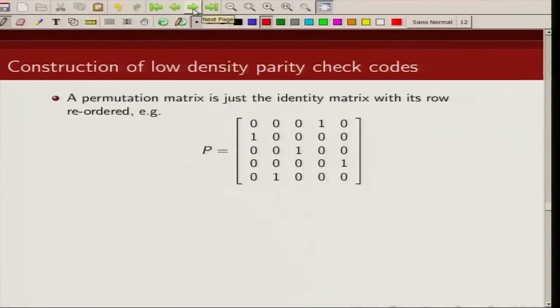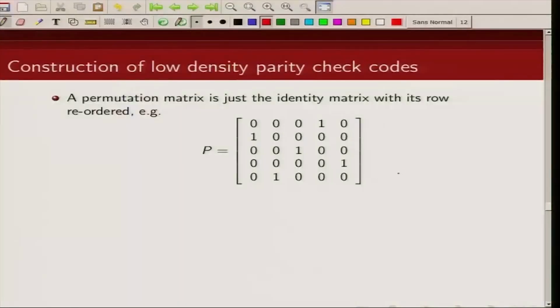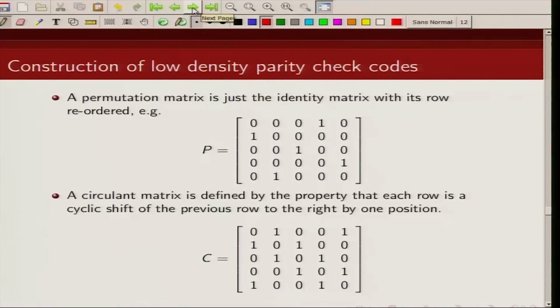So, let us define what a permutation matrix is. A permutation matrix is an identity matrix which is row reordered. This is an example of a 5 cross 5 permutation matrix. Each row has only one 1 and each column has a single 1, and this is just an identity matrix with rows reordered. Now, we could also use a circular matrix to design our LDPC codes.